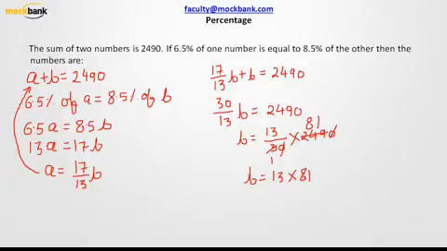I hope that you have understood the logic. The takeaway from this session should be that percent will be written as 1 upon 100. Of will be written as multiplication. A percent of B will be equal to B percent of A. And if you have to solve for two variables, you need to have two equations.